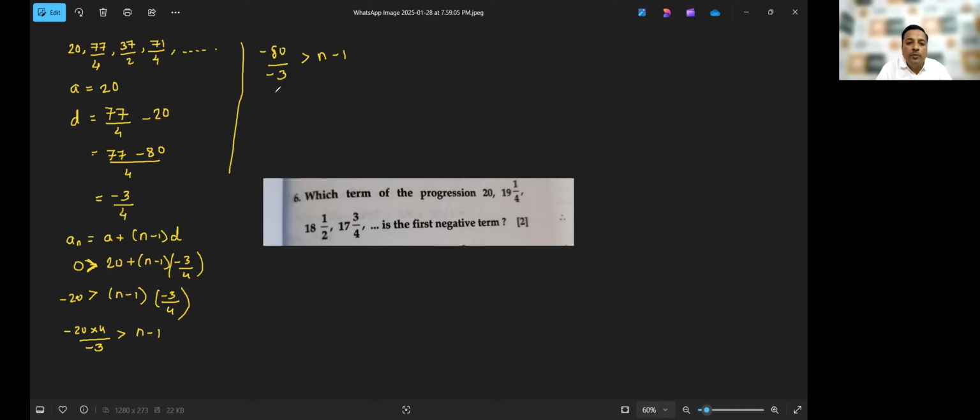Both minus signs, numerator and denominator, become plus. 80 divided by 3, n minus 1. So 1 shifts that side. 80 divided by 3 plus 1, that is n. So do the LCM. 80, 3 goes upside, plus 3 upon 3, that is n. So this becomes 83 divided by 3, n less than 1.